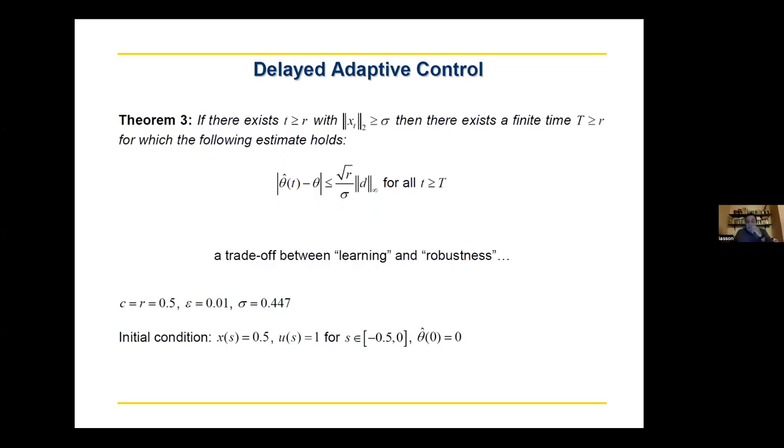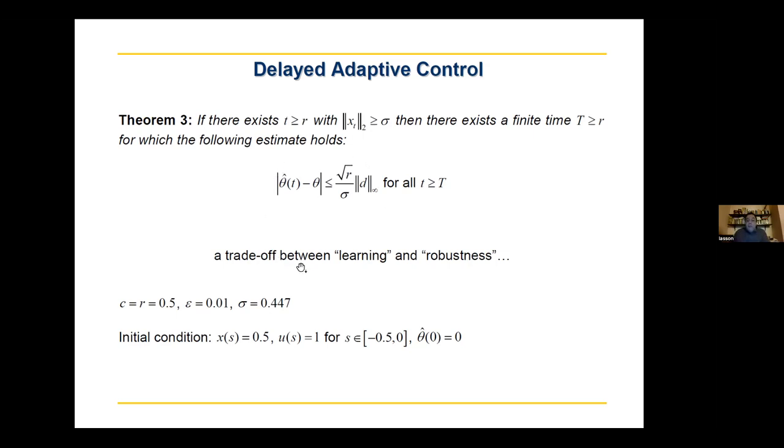Now let us see what happens with the identifier. So we have this theorem which says that if there exists a time for which the two norm of the state becomes greater than this threshold sigma, then there is a finite time for which this estimate holds. So you can see here, we are going to have an error in our parameter estimate. And this error is going to be proportional to the magnitude of the disturbance. Of course, if the disturbance is absent, this error is going to be zero. So we are going to have exact identification.